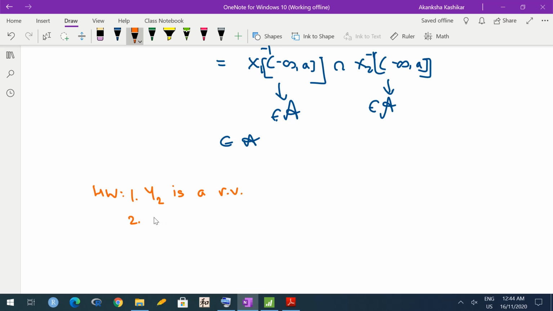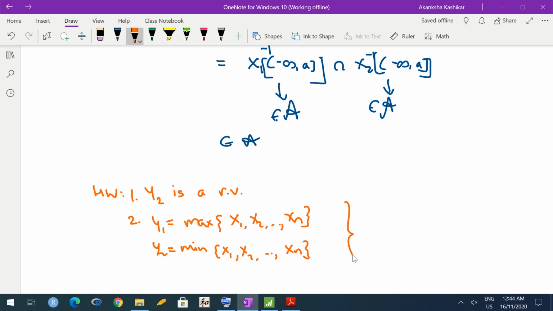Next homework is to generalize this to n. So if you define Y1 as the maximum of X1, X2, ..., Xn and Y2 as the minimum of X1, X2, ..., Xn, then prove that Y1 and Y2 are random variables. You just have to use the property. For example, in the maximum of X1, X2, ..., Xn, instead of getting the intersection of two sets, you will get the intersection of n sets. But we know that sigma fields are closed under finite intersection. So it would work.